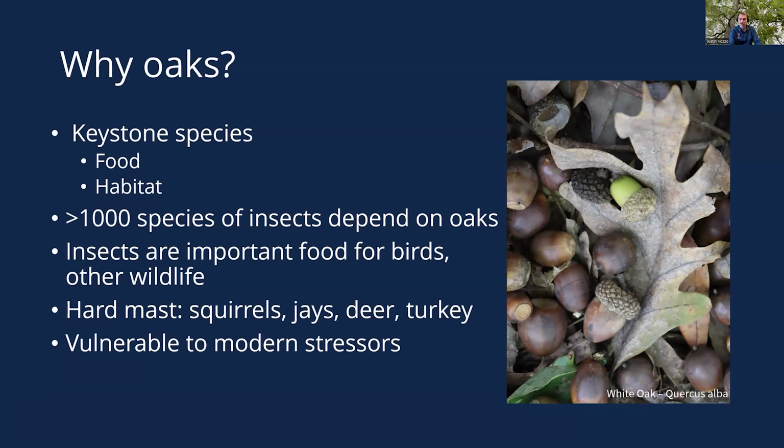And then those insects in turn support other birds and wildlife. They're also a hard mast species, which means that they produce acorns, which is a nut crop, which is also very useful to squirrels, jays, turkeys, and deer, among other wildlife. And they're relatively vulnerable to many of the modern stressors, including climate stressors and disturbance that we might experience in many systems.